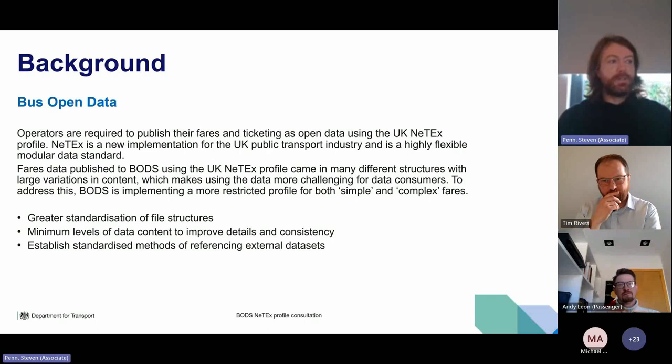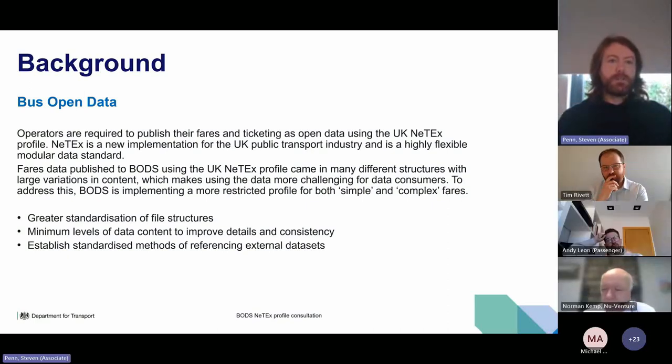And that goes into the third headline, which is to establish standardized methods of referencing external data sets. I'll get into that in a minute, but if you think about a fare product, a passenger buys it, it grants them certain rights to access the public transport network in terms of routes and stops and things like that. So we are relying on the Transxchange data and the NaPTAN data to express those in this profile. So that'll be addressed later on.